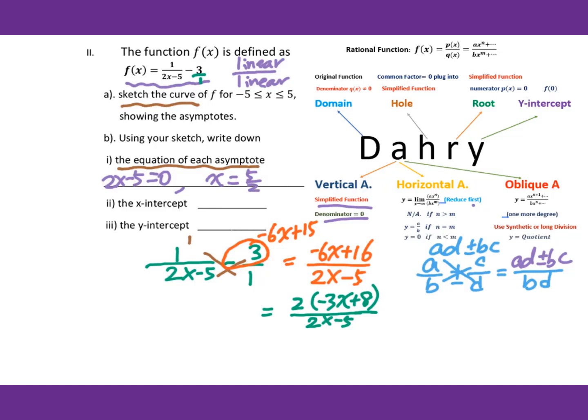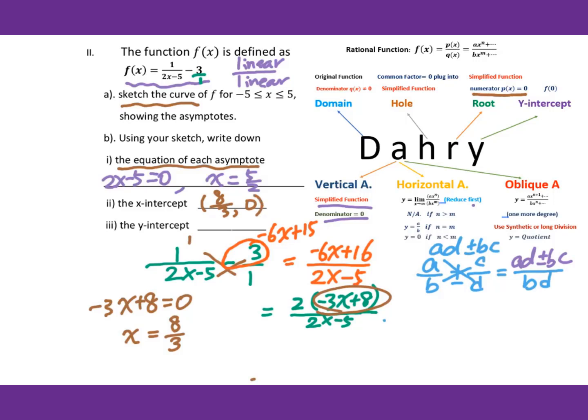For x-intercept, that's a root, means make the numerator equal to 0. So we will set up negative 3x plus 8 equal to 0. You will get x equals 8 over 3. So 8 over 3, 0.